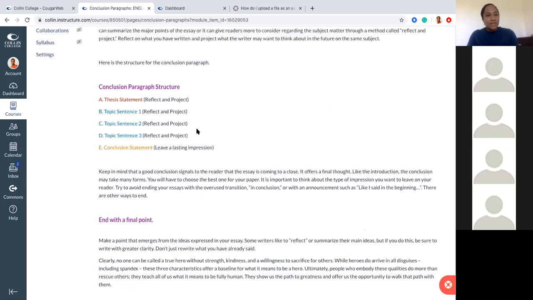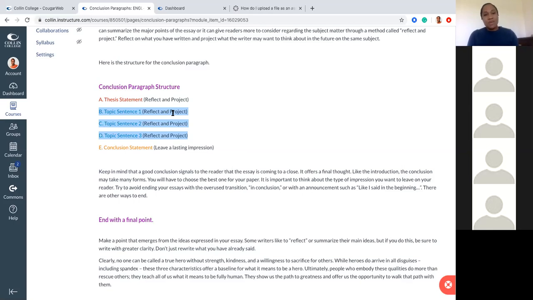For your topic sentences, you are going to want to use reflect and project for each of the topic sentences. Obviously, the reflection is going to be the summary, but the projection is going to be how your topic sentence could be perceived or looked at, or maybe even reimagined or re-researched in the future, okay?